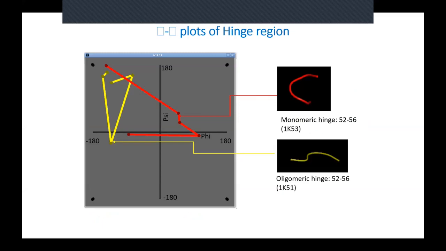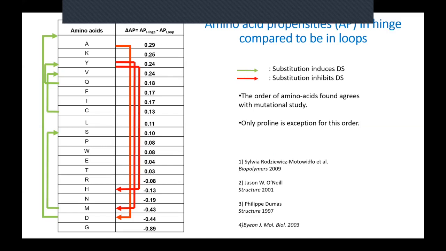These are phi-psi angles of hinge residues. Those in yellow are hinge residues from oligomer, occupying more stable regions in the plot. The hinge residues in monomeric form, shown in red color, adopt more strained positions than the oligomeric hinge. This strain in monomeric hinge conformation might be one of the driving forces for forming partially unfolded open conformers and ultimately favoring the domain swapping process.